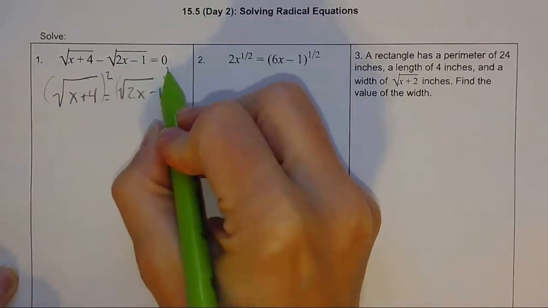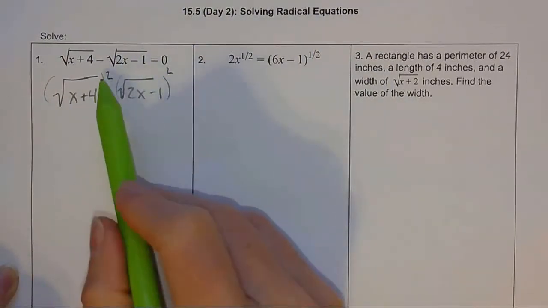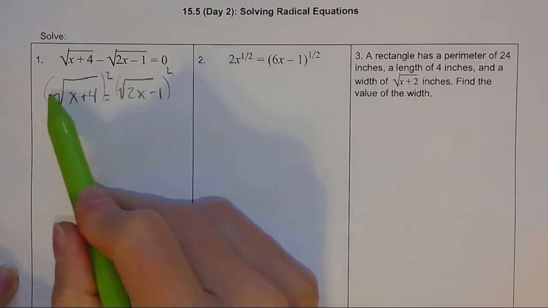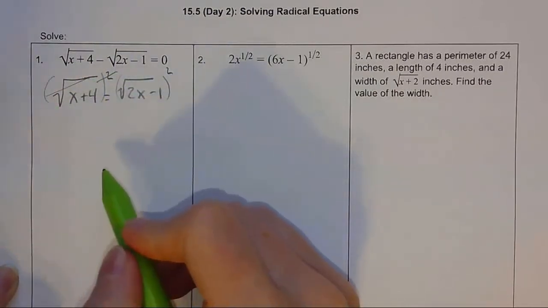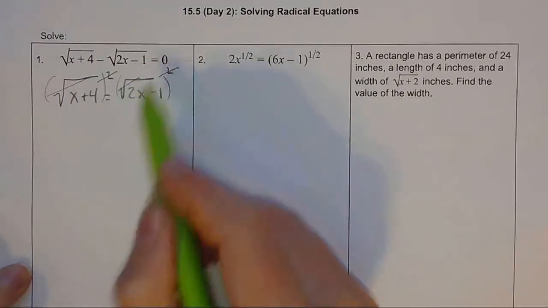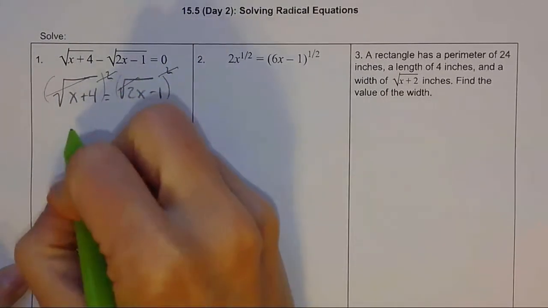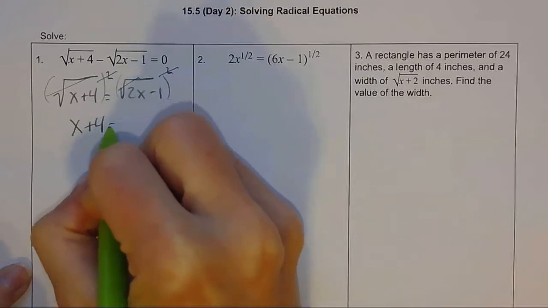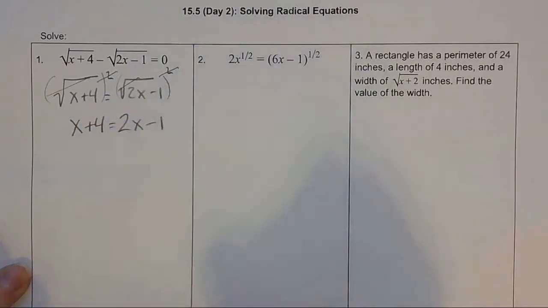So I'm going to square. Don't forget that squaring and square rooting are inverse operations, kind of like cubing and cube rooting, or raising to the fourth power and the fourth root. They're all inverse operations, so literally they just go away. You're left with x plus 4 equals 2x minus 1.